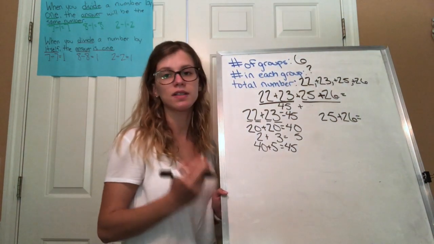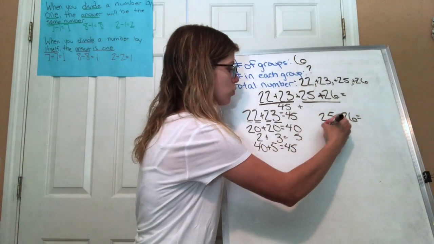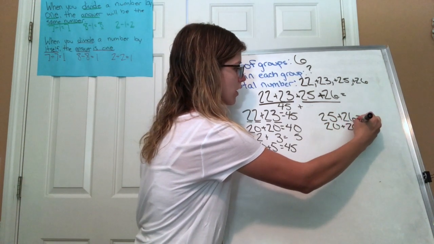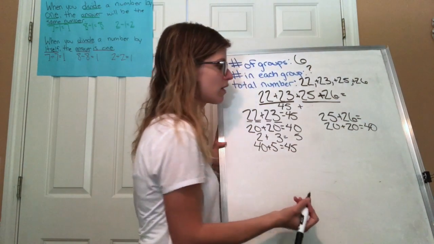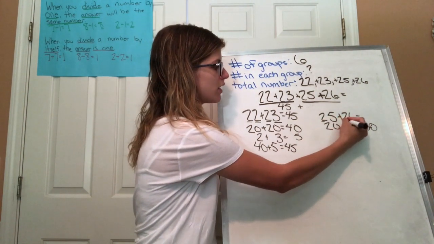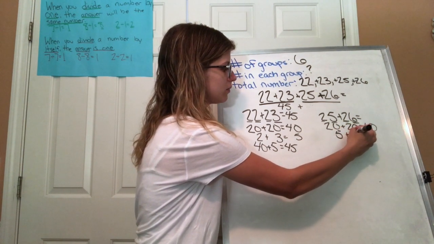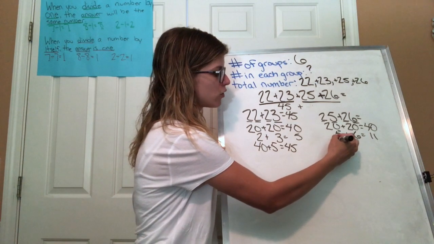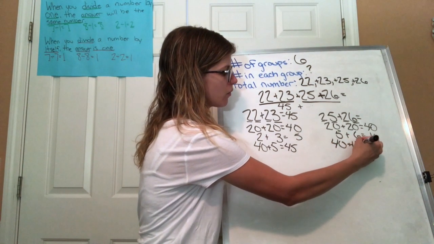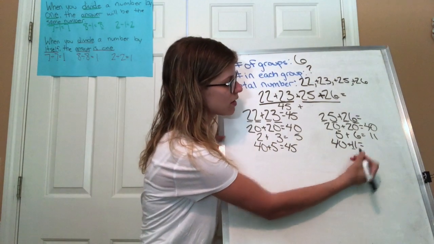So if I was to break this down into tens and ones, just like I did over here, it'd be 20 plus 20, which is equal to 40. And then my ones place would be 5 plus 6, which is equal to 11. So my final equation would be 40 plus 11. And I need to pay attention that there's also a tens place in 11.